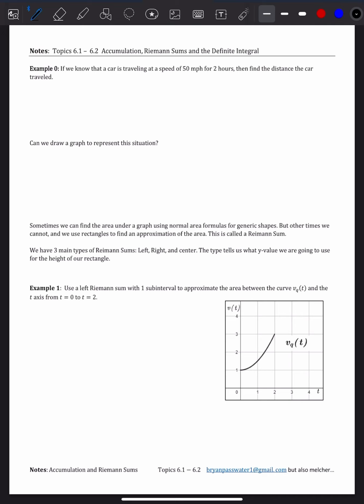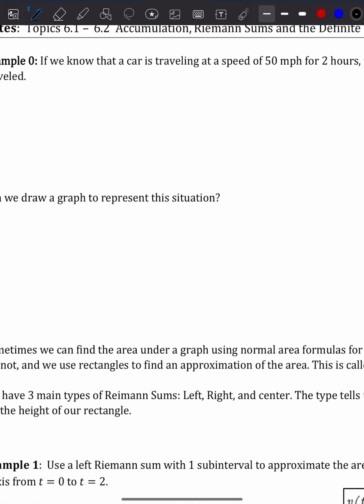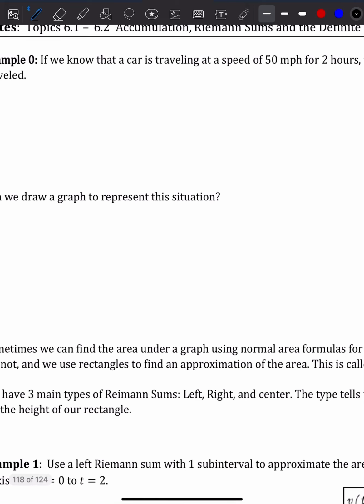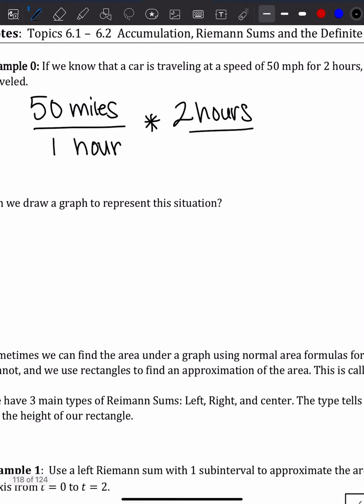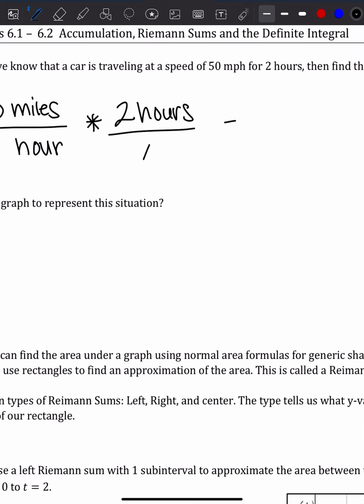So, if we know that a car is traveling at a speed of 50 miles per hour for 2 hours, then find the distance the car traveled. One of the things that we can do is take our miles per hour, how fast we were going, and multiply it by the hours. So, 50 miles over 1 hour, that is 50 miles per hour, times our 2 hours. Because we have a fraction, I'm going to also put this in a fraction. When I do this, this is going to cancel out our unit of hours. So 50 times 2 is 100, so we get 100 miles.